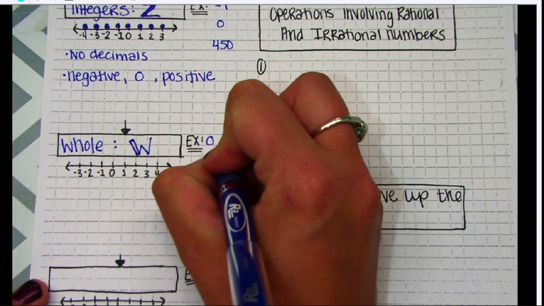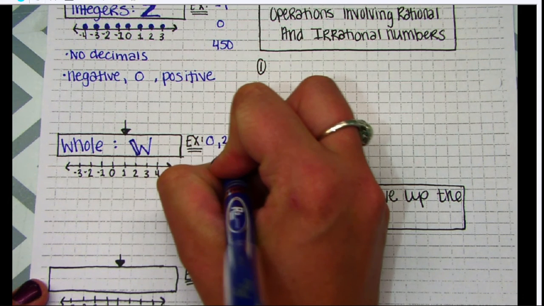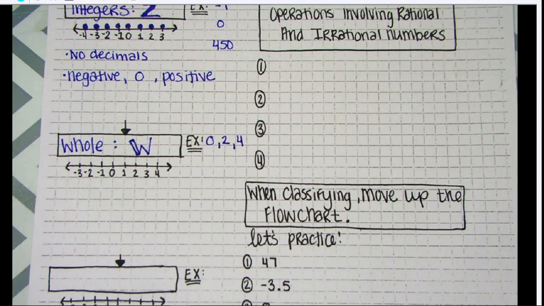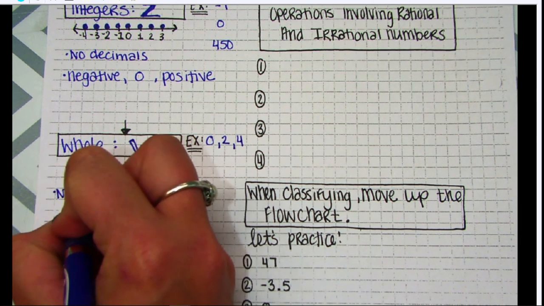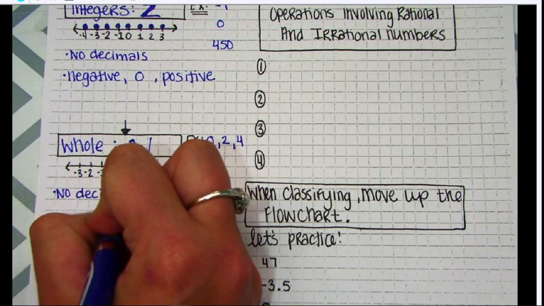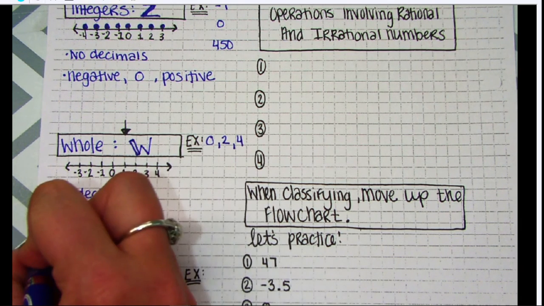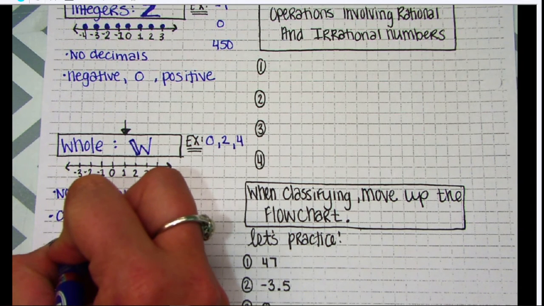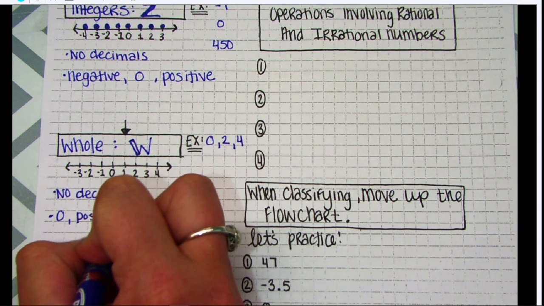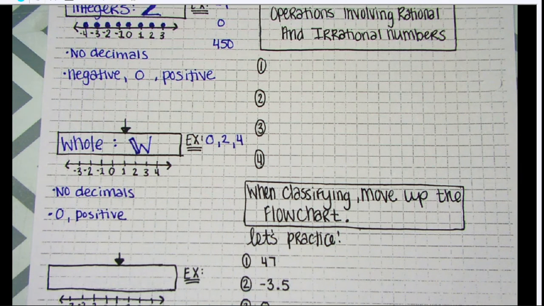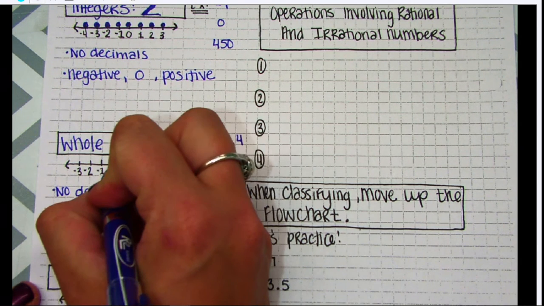So we've got 0. I should have put a 1 there. We'll just count 0, 2, and 4. But yeah, it goes on forever. So no decimals. Decimals have been kicked to the curb. Now our numbers start at 0, and they can be positive. So no negatives. If I wanted to show whole numbers on my number line, how would I do that? I'm going to go 0 up, and I'm just going to put closed circles here.